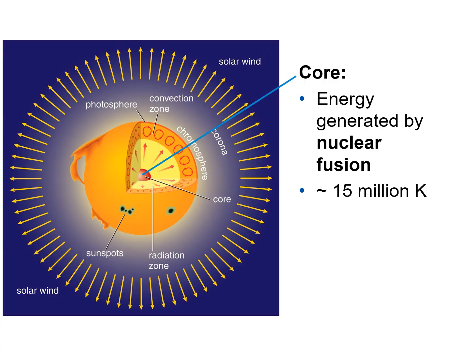Let's start at the center of the sun. In the core, it's designated in this picture by a red ball. The core takes up about 1/4 of the radius of the sun. It's where energy is generated by nuclear fusion. So that's where all the sun's energy comes from. In a later video, we will look at nuclear fusion, what exactly that means, but it happens in the core. The core is a temperature of roughly 15 million Kelvin.